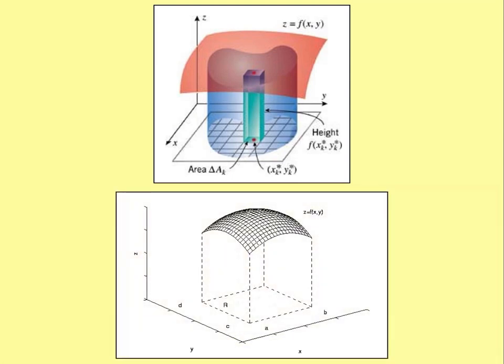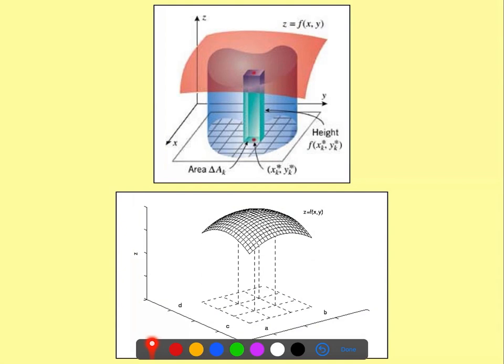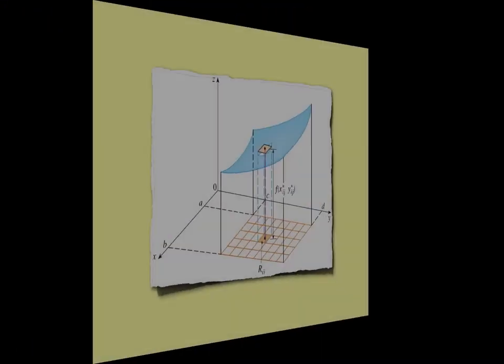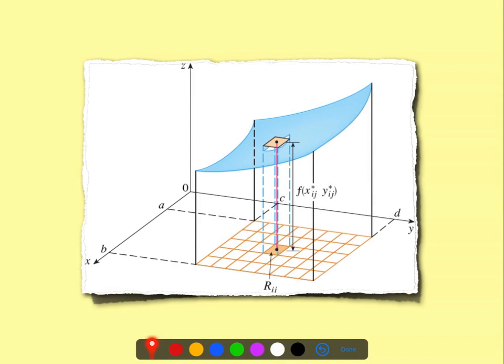Here's another picture from a book, and there's one of the boxes again. Here's perhaps a better picture from a book. Again, we have a little rectangle on the bottom. That's what this is representing. We are taking the area of that rectangle, delta y times delta x, and multiplying it by the height, which is a function f of x, y.